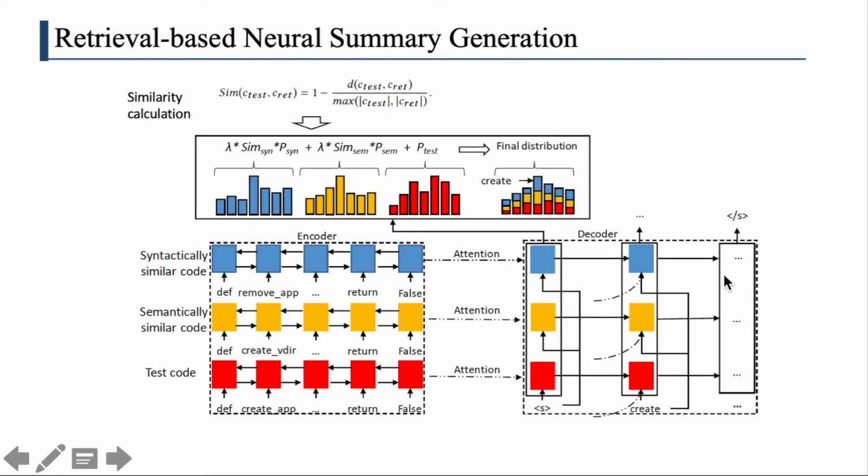This is our retrieval-based neural summary generator. It encodes each test code and its most similar ones simultaneously, and gets their context vectors with the attention mechanism. Here we denote these conditional probabilities by p-test, p-syn, and p-sem. Then we calculate and normalize the similarities to make the two codes comparable, based on the text edit distance with dynamic programming. We also add a lambda as a hyperparameter that can be manually tuned. Based on the final conditional distributions above, we can generate the whole summary sentence word by word.